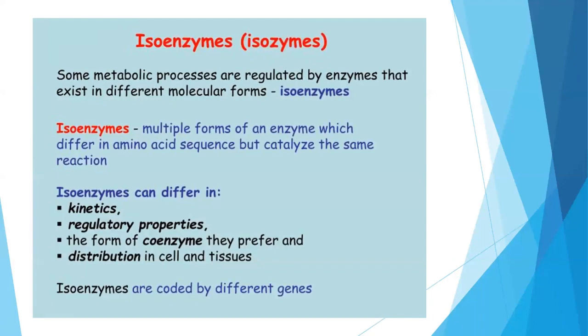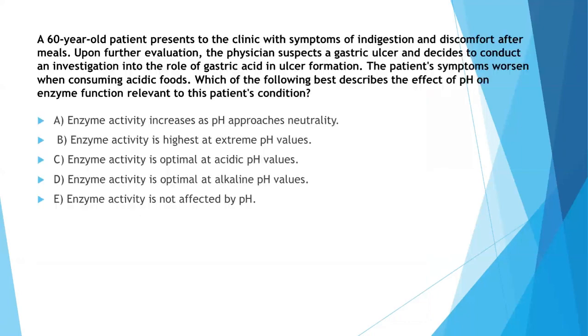So the isoenzymes or isozymes. Some metabolic processes are regulated by enzymes that exist in different molecular forms, and these are called isoenzymes. Isoenzymes are multiple forms of an enzyme which differ in amino acid sequence but catalyze the same reaction. They can differ in kinetics, in regulatory properties, in the form of coenzyme they prefer, and in distribution in cells and tissues. And these isoenzymes are coded by different genes.